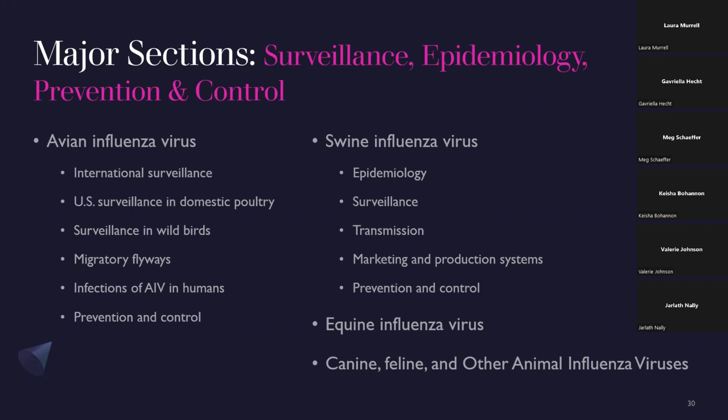There are also components of the guide that cover epidemiology, surveillance, transmission within swine, how influenza viruses ebb and flow throughout the marketing and production systems, and prevention and control of influenza in swine. There are also subsections on equine, canine, feline, and other animals.